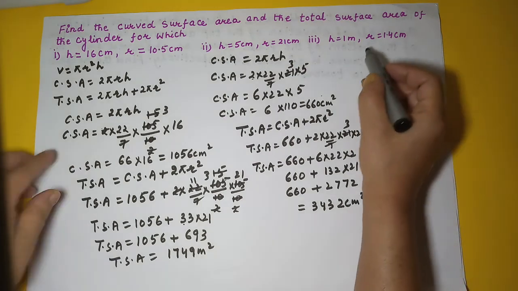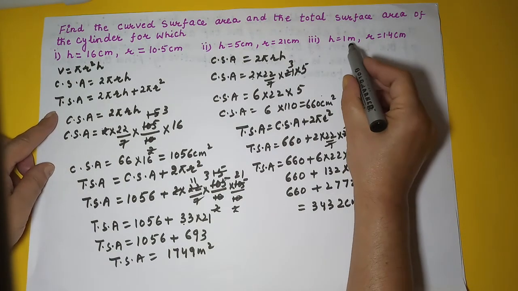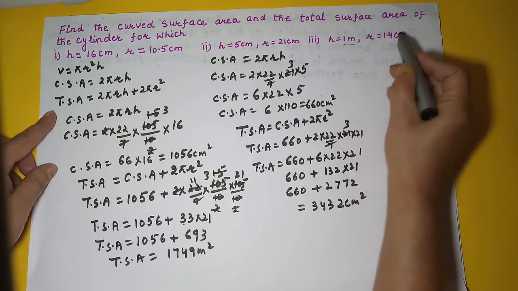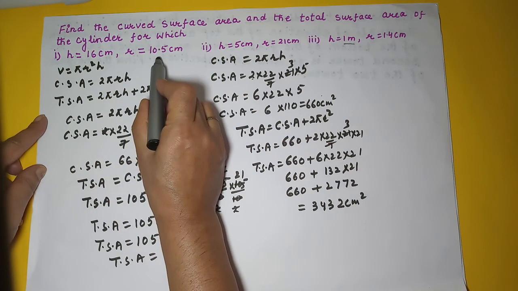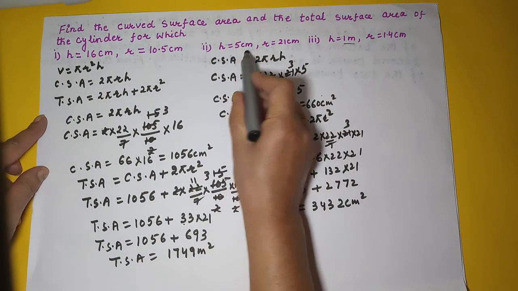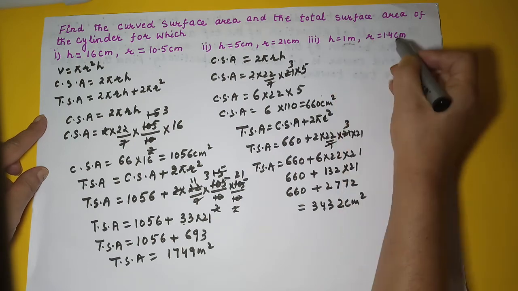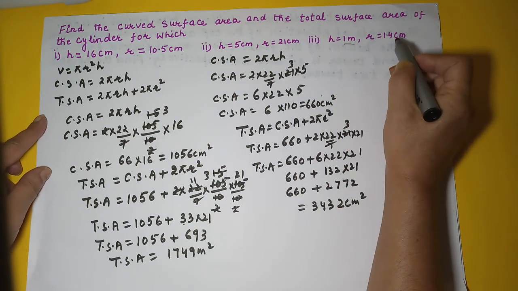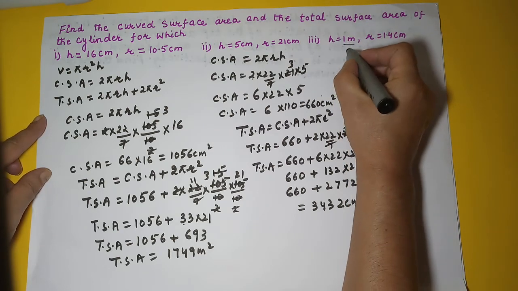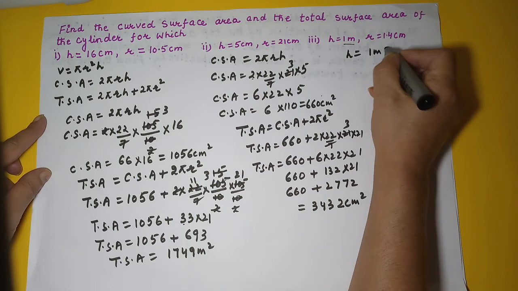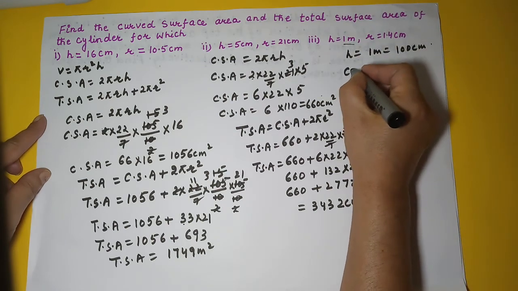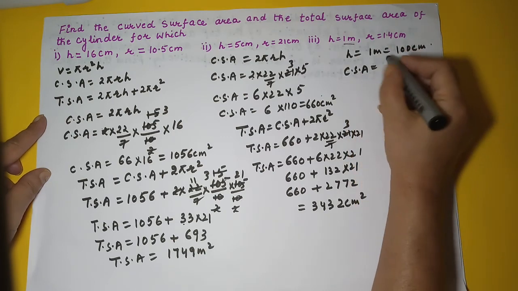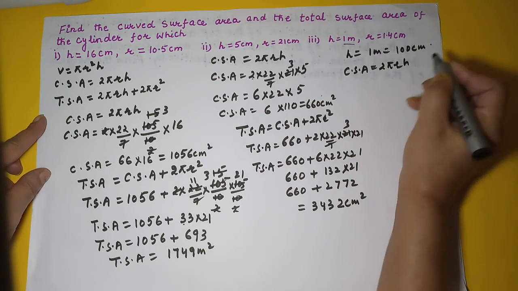Then we have another situation. Here you have to be very careful. You have to match the units, right? Here we had height was also given in centimeters, radius was also given in centimeters. Here also, but here the height is given in meters and radius is given in centimeters. So you need to convert either this or this. So let's convert this height into centimeters. So 1 meter is equal to 100 centimeters, right? Now we are safe.